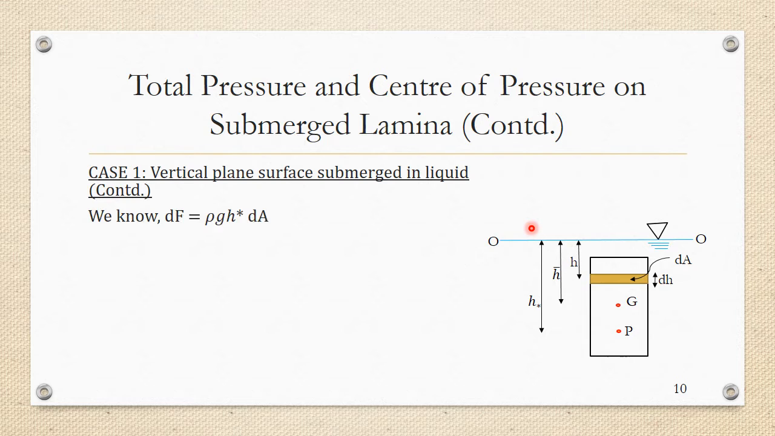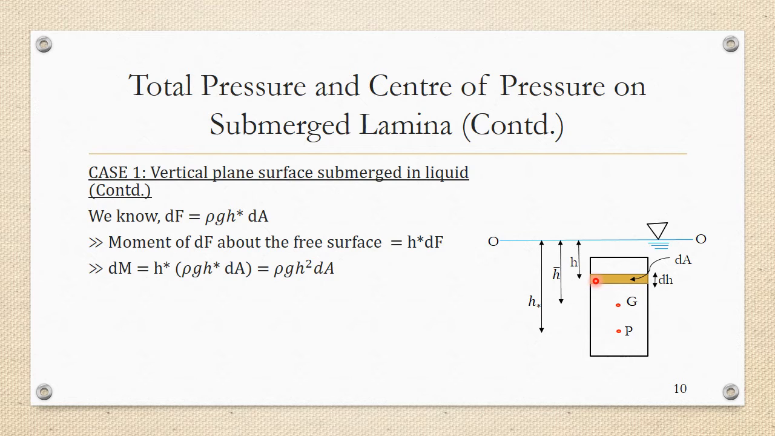Now we all know that the small force dF, that is the pressure force acting on the small elemental area dA, is given by rho gh into dA. Now I am going to take the moment of this dF about the OO axis. Moment means force into perpendicular distance. So the perpendicular distance of this area dA from the OO axis is h, and so the moment of dF about the OO axis becomes h into dF. This is the moment about the free surface.